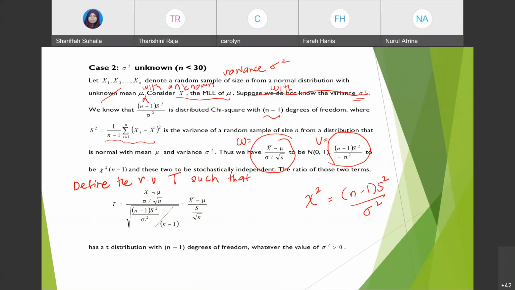And then kita simplify kan. So, simplify kan, baru kita dapat formula ni. Okay, ini formula yang kamu pakai dalam sampling distribution tu. Yalah, yang awal tu. Okay, when you want to testing your hypothesis, finding your confidence interval, this is the formula that you use. Okay, so x bar minus mu over sigma over square root of n divide by square root n minus 1 s square over sigma square divide by n minus 1.